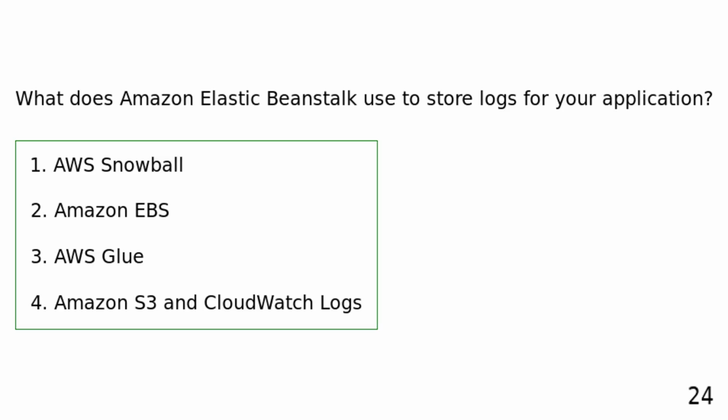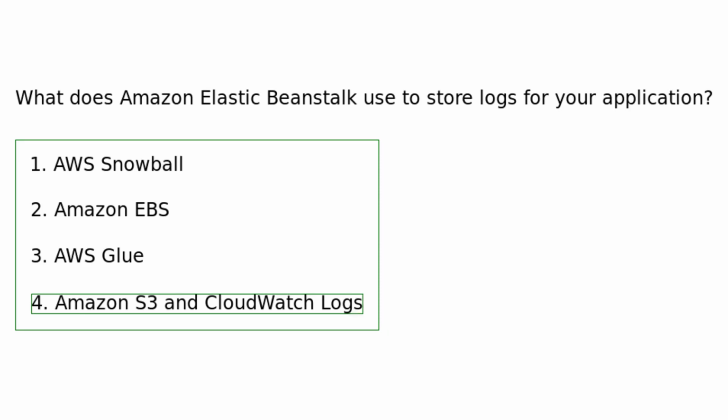What does Amazon Elastic Beanstalk use to store logs for your application? AWS Snowball. Amazon EBS. AWS Glue. Amazon S3 and CloudWatch logs. Logs are stored in Amazon S3 and CloudWatch logs for easy access and analysis.